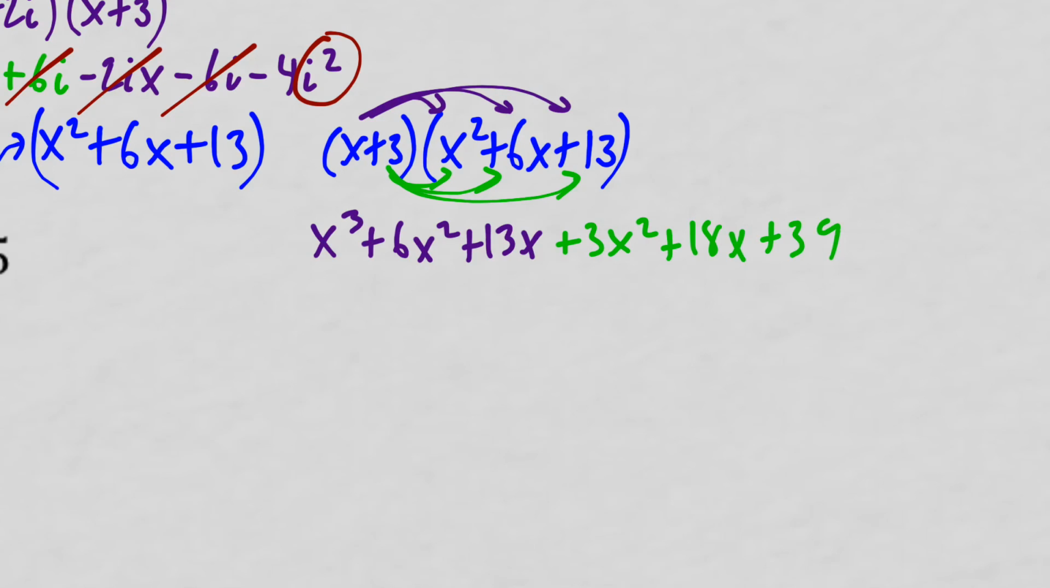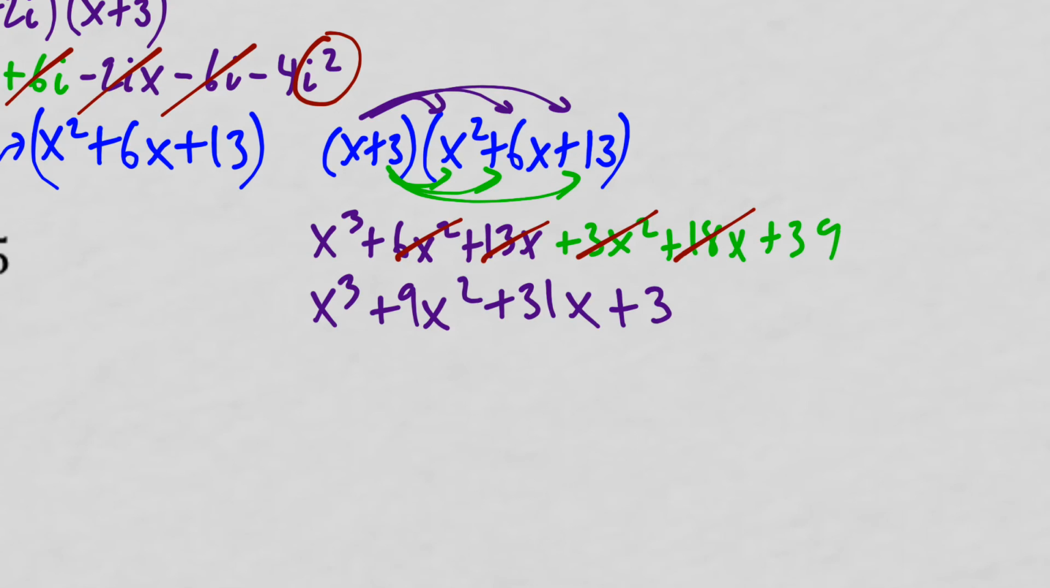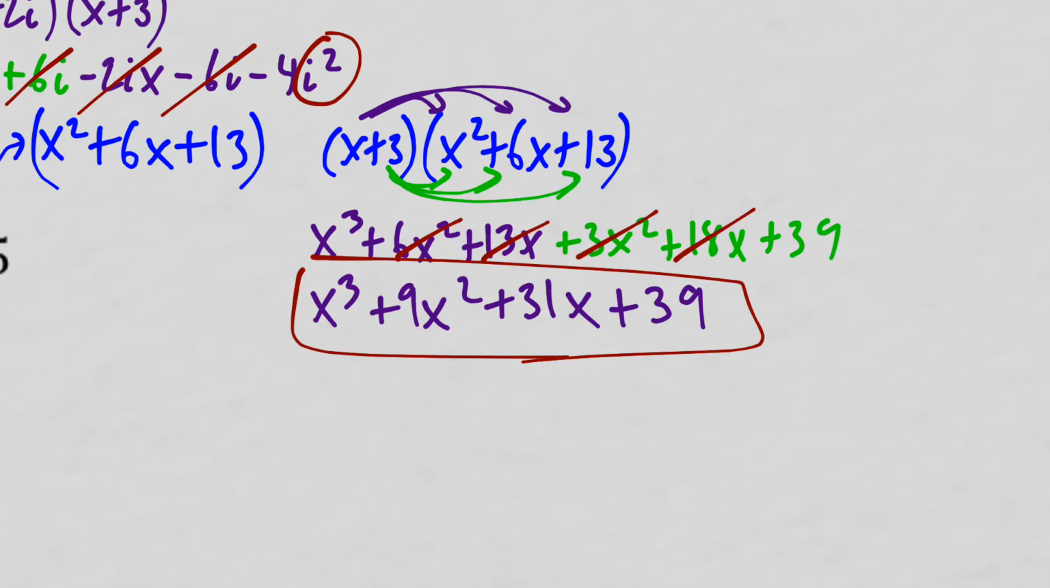And now combine like terms and finish it. So it's going to be x cubed, there's nothing to combine it with. Then 6x squared and 3x squared make 9x squared, plus 9x squared. Then 13x and 18x add up to 31x. And finally 39. And there is your polynomial.